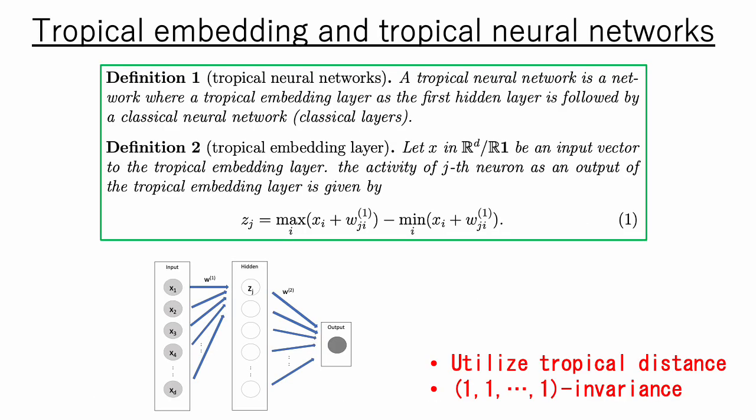This slide formulates a tropical neural network we propose. In a word, we use the tropical embedding layer as the first layer of the classical neural networks to keep the one-vector invariance. The tropical embedding layer simply transforms a distance vector in the tree space to a vector in the Euclidean space via the tropical distance. Note that the weights W are added but not multiplied to an input vector.